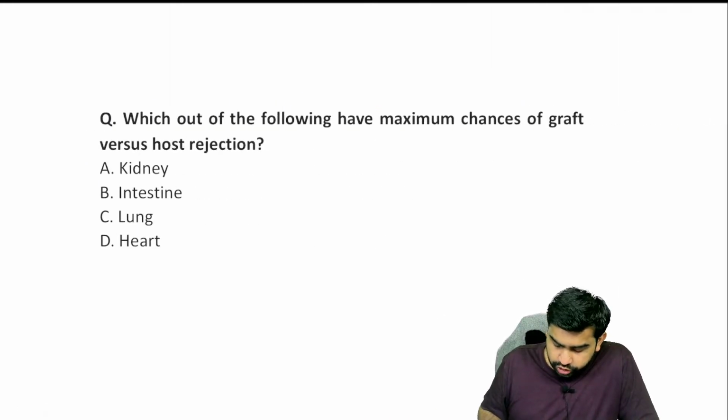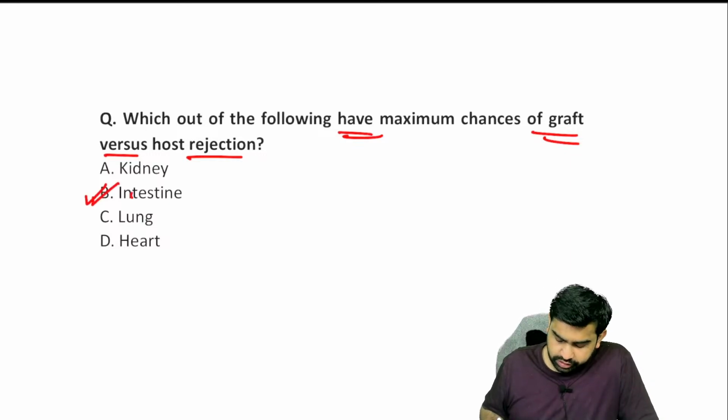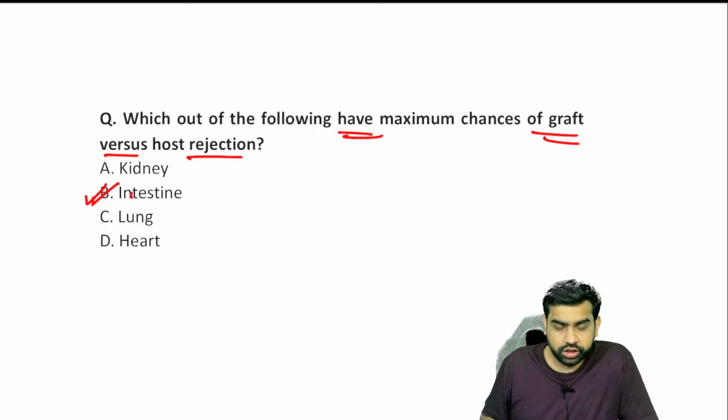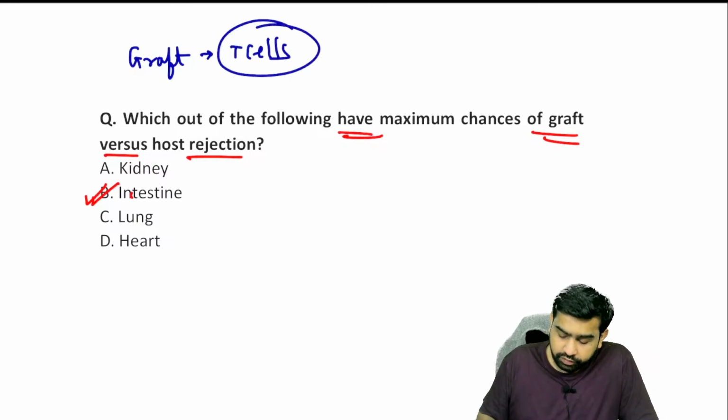Now, which of the following has a maximum chance of graft versus host rejection? The answer over here is the intestine. Why is the answer intestine? Because what is graft versus host disease? The graft has T cells, and these T cells of the graft basically attack the recipient.